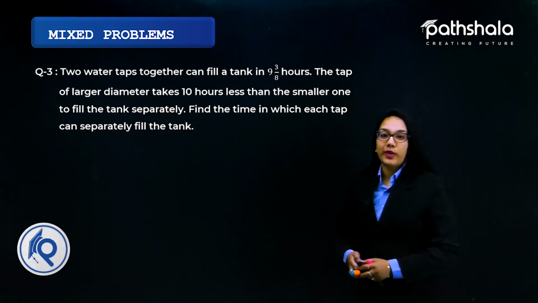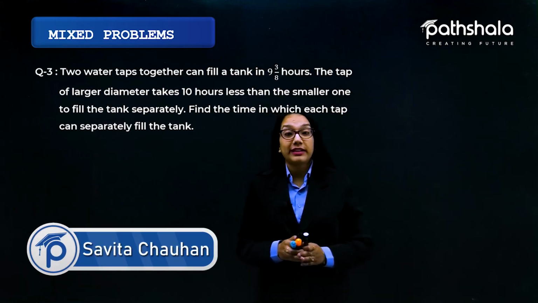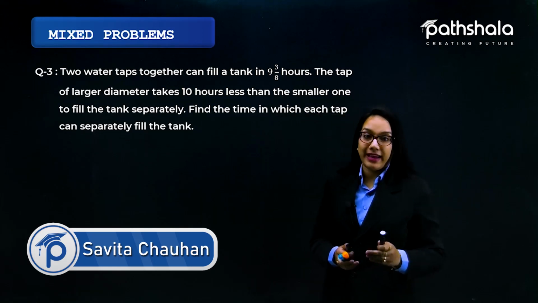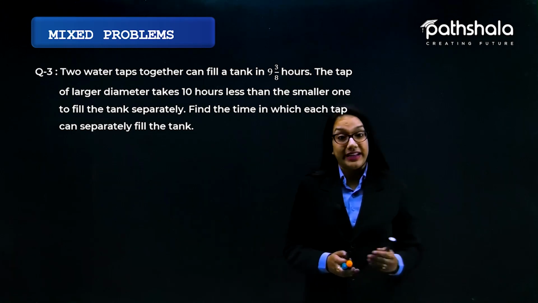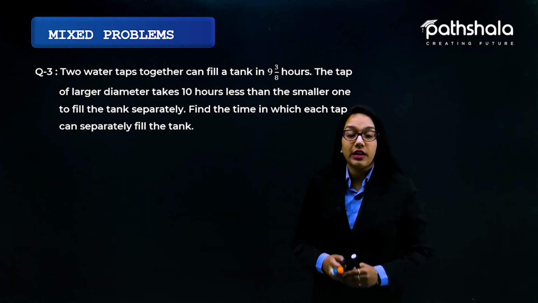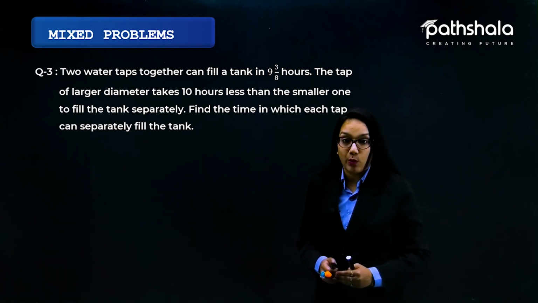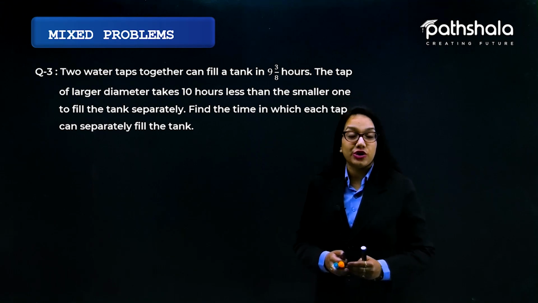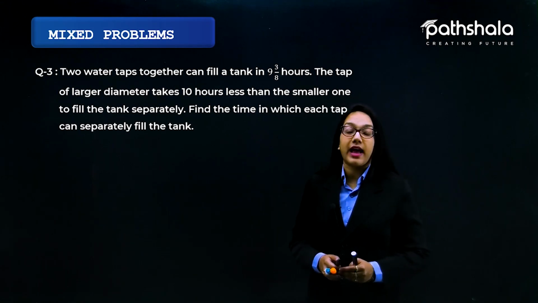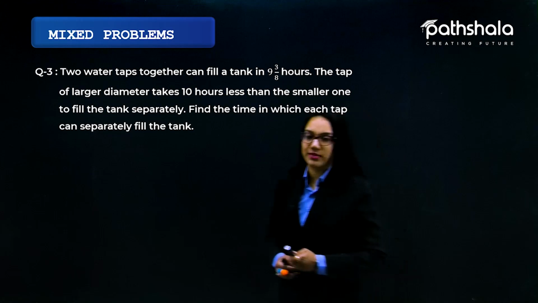Now let's see the next question, question number 3, which says that 2 water taps together can fill a tank in 9 by 8 hours, or if we solve it, this would be nothing but 75 by 8 hours. The tap of the larger diameter takes 10 hours less than the smaller one to fill the tank separately. Find the time in which each tap can separately fill the tank. So we just want to find out the time taken by each tap to fill the tank separately. So let's start this question.